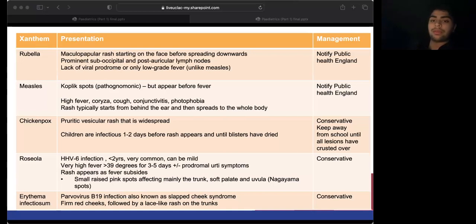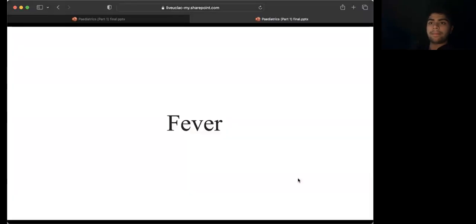And then erythema infectiosum is a slapped cheek syndrome caused by parvovirus B19, where you get firm red cheeks as if a child had been slapped. Parvovirus can also cause aplastic anemia in immunosuppressed children as well. So we can go on to the next slide.